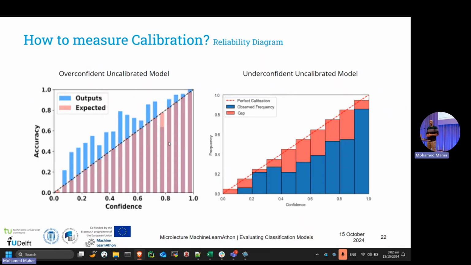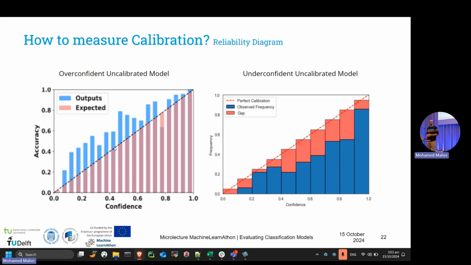These are examples of the reliability diagrams of two different models, where we have on the x-axis the average predicted confidence levels, binned. So here we have different bins for the average predicted confidence, and here on the y-axis we have the average accuracy. And as we have gaps between the average predicted confidence in each bin and the average accuracy in this bin, this means that the model is not calibrated.